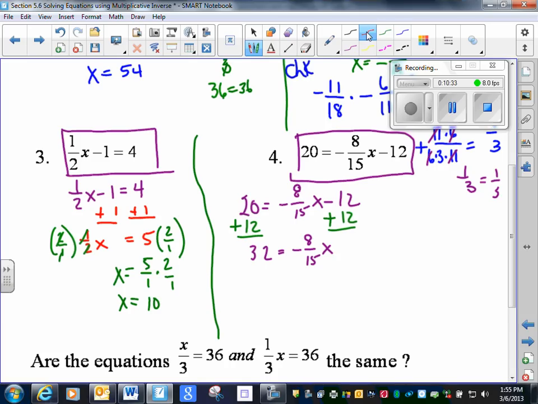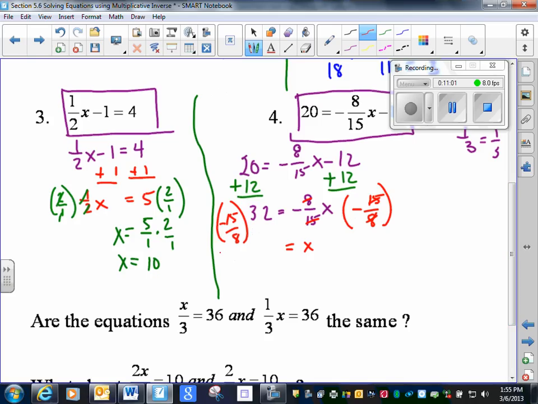Now we're ready to look at the reciprocal. The reciprocal of negative 8 over 15 is negative 15 over 8. Both sides, negative 15 over 8. Negative times negative makes positive. The 8's cancel, the 15's cancel, and you're left with just positive x. But over here, we have a little bit different story. We've got some stuff to clean up. We've got negative 15 over 8 times 32 over 1.